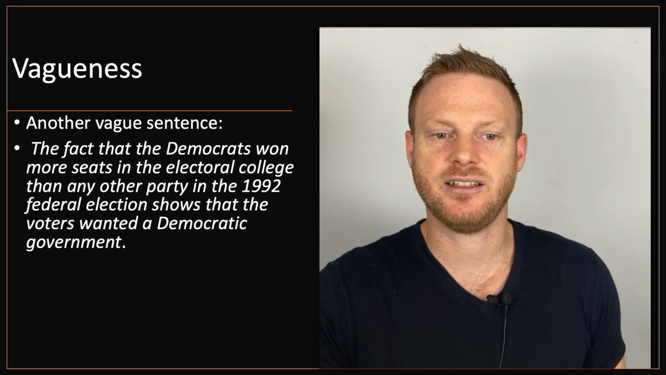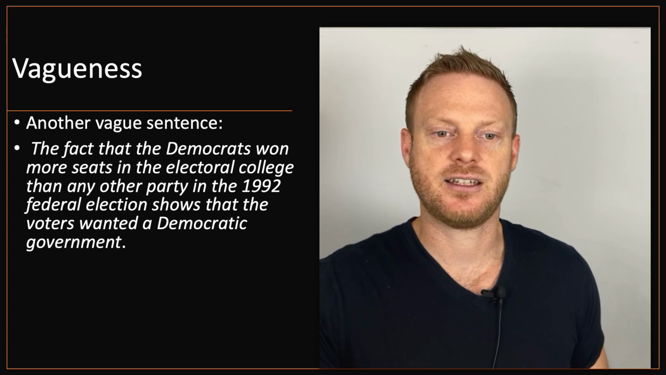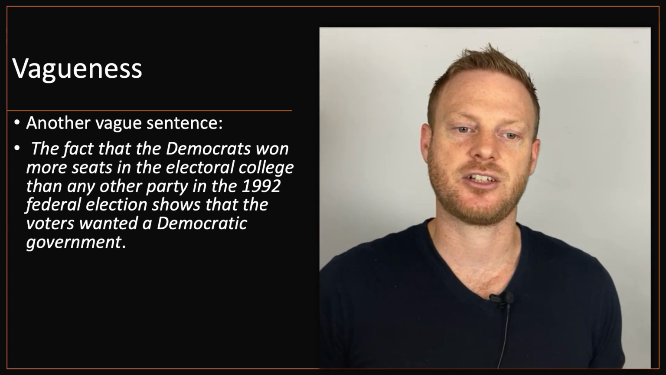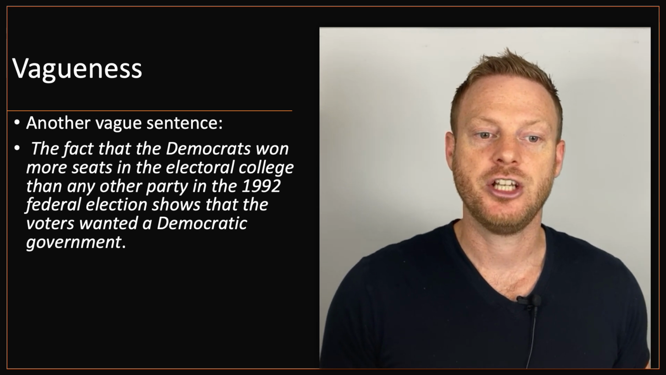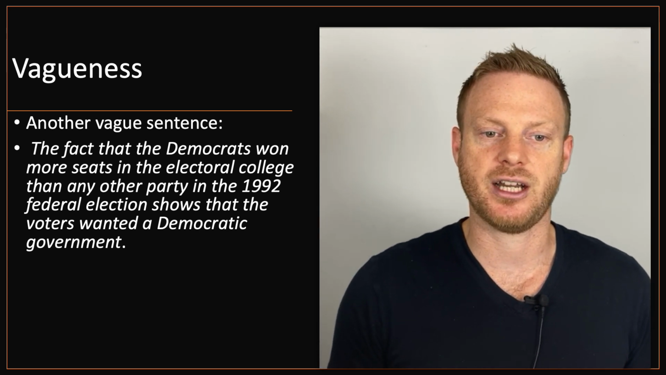Here's another vague sentence. The fact that the Democrats won more seats in the Electoral College than any other party in the 1992 federal election shows that the voters wanted a Democratic government.